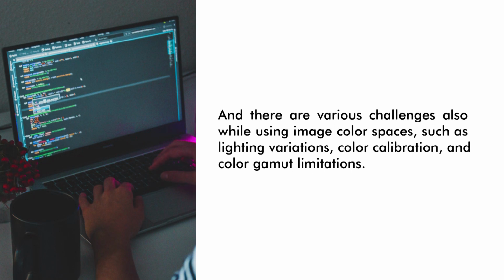And there are various challenges while using image color spaces such as lighting variations, color calibration and color gamut limitations. In lighting variations, if we are taking some images, obviously we have some camera resolution and some environment, and according to that we take the picture. In that case, we are taking the pictures with different light variations. So, this is the main challenge for the researchers who are applying this method to identify which one is more suited for our experiment, which is called lighting variations.